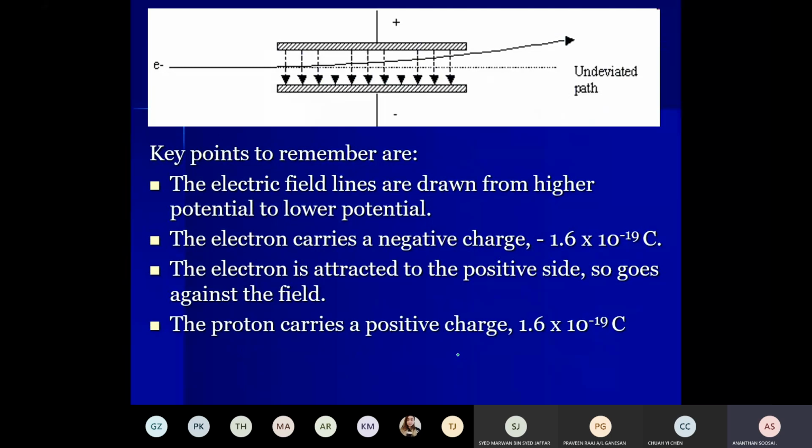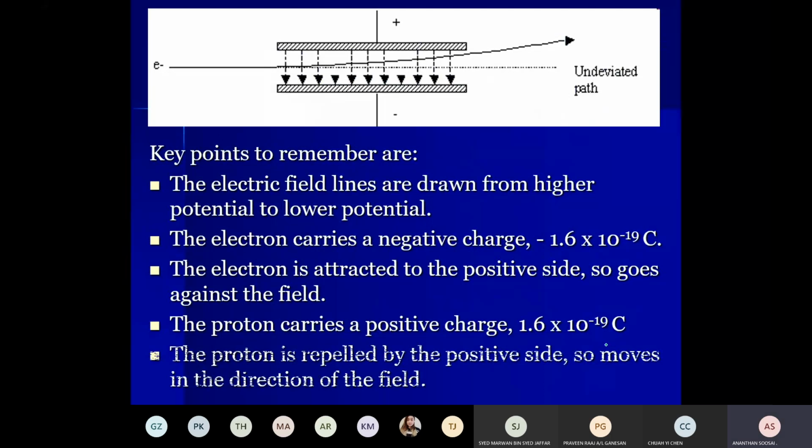Okay, this you know that. The proton carries the same magnitude as the electron, but positively charged, 1.6 times 10 to the power negative 19. The proton is repelled by the positive side, so it moves in the direction of the field. Okay.